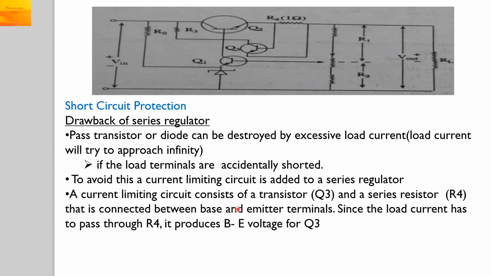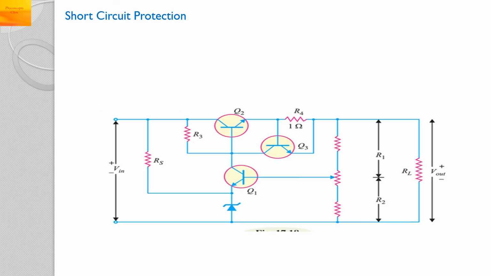A current limiting circuit consists of a transistor Q3 and a series resistor R4 that is connected between the base and the emitter terminals of Q3. Since the load current has to pass through R4, it produces a base emitter voltage for Q3. So this is the same circuit. Now we have just added this Q3 and R4 in the earlier circuit.